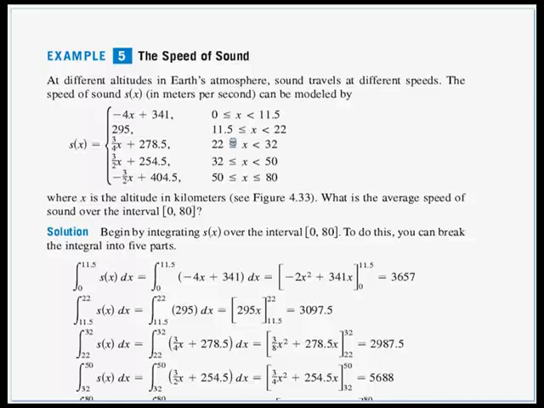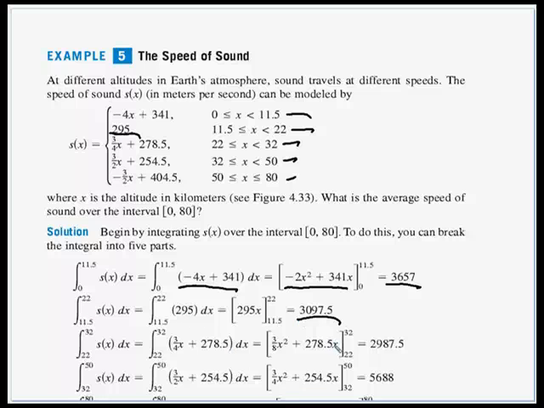So here we have to integrate piece by piece. So we break the integral into 5 parts right here. From 0 to 11.5, 11.5 to 22. These are our different intervals. So we have our first integral from 0 to 11.5 of this function. Well, we integrate, find the definite integral, 3,657. Our next piece is from 11.5 to 22 kilometers. We integrate the function, which there is no function there, it's just 295.